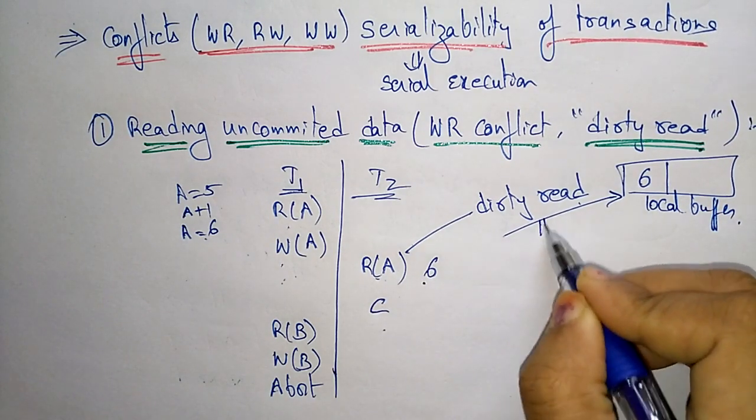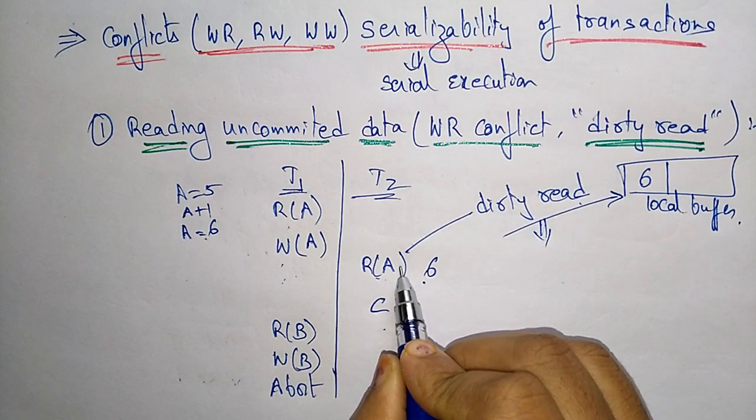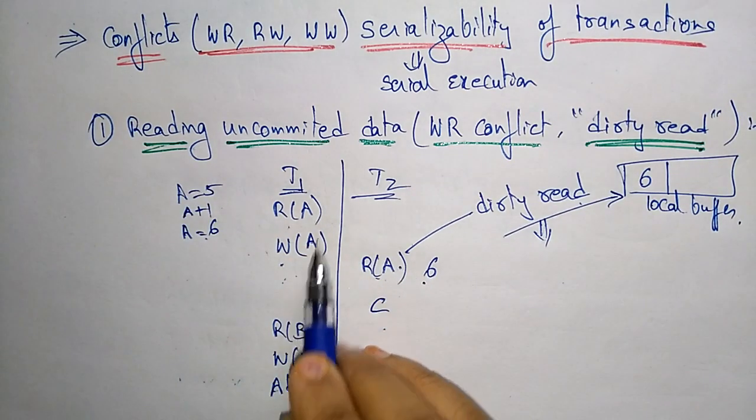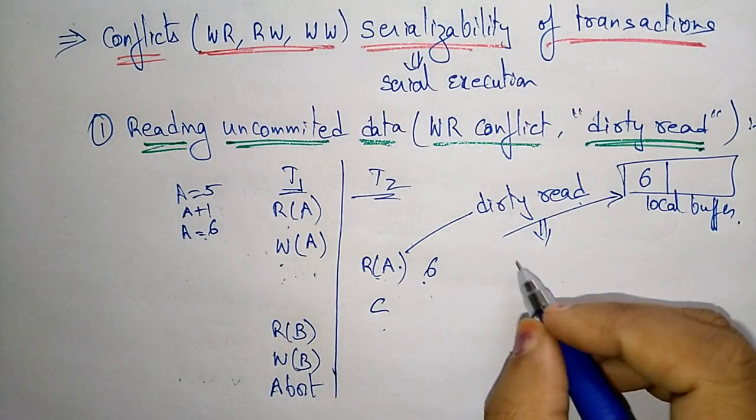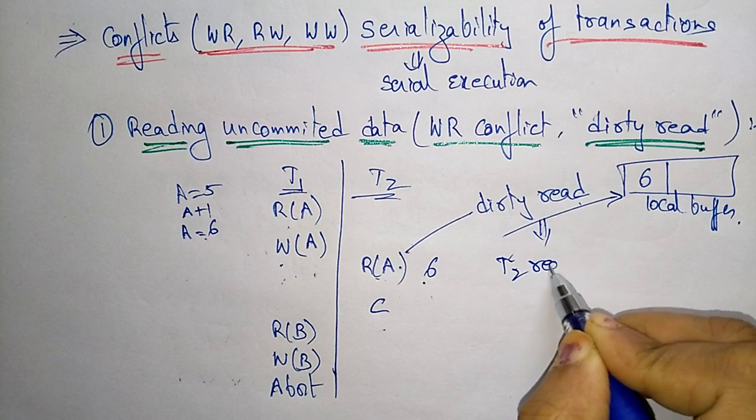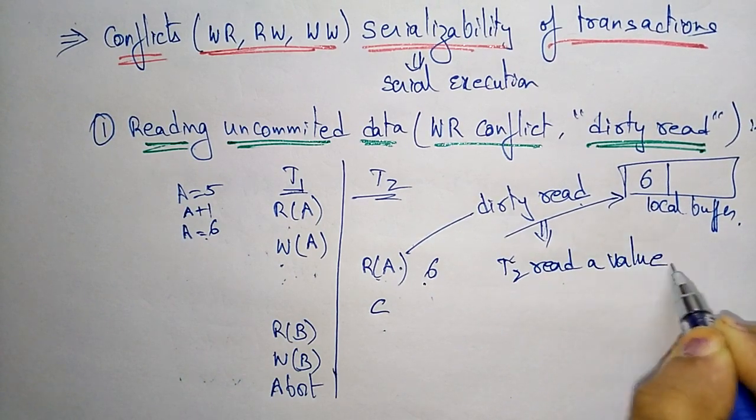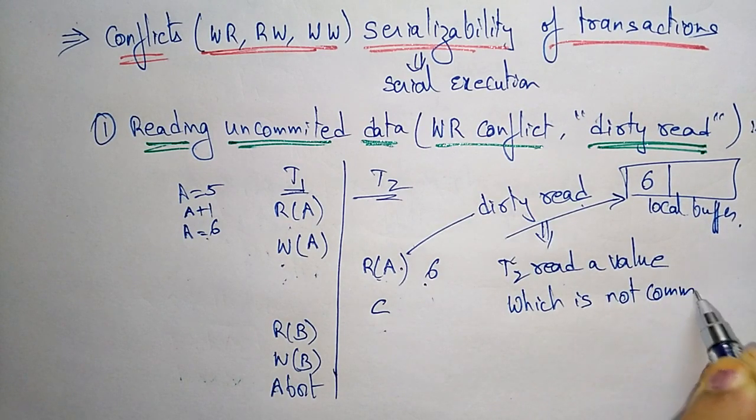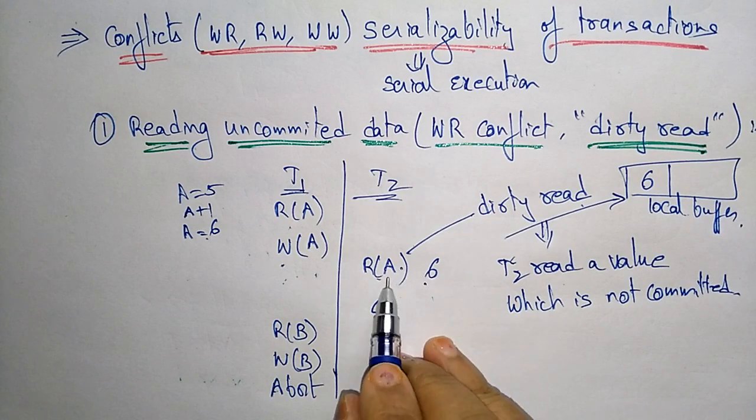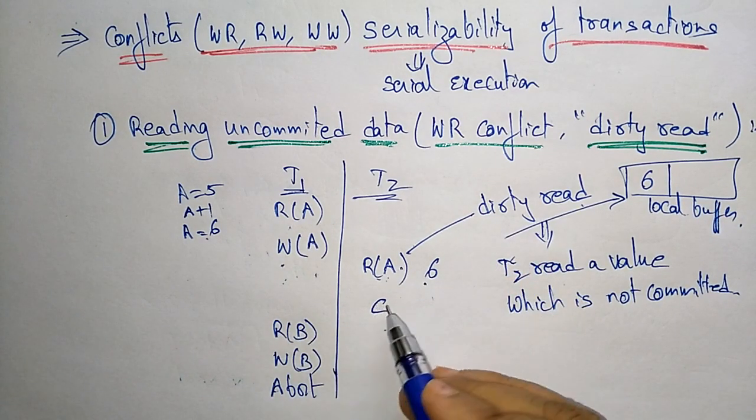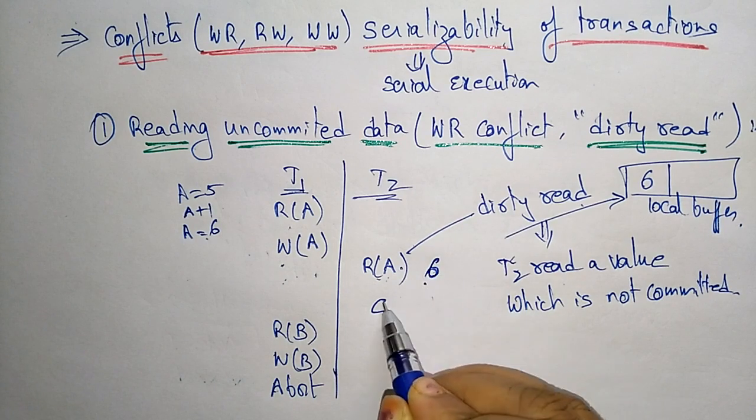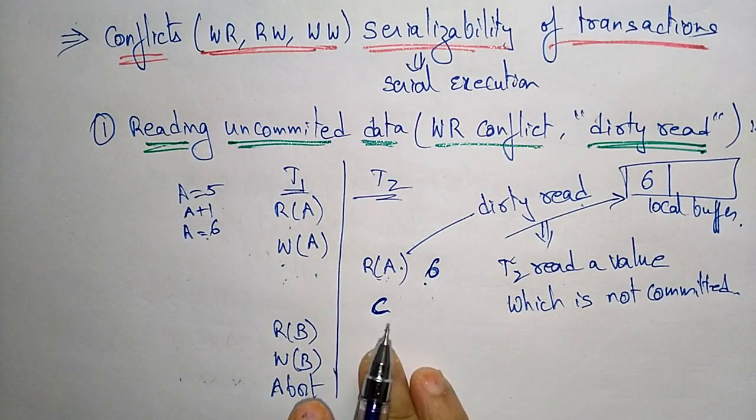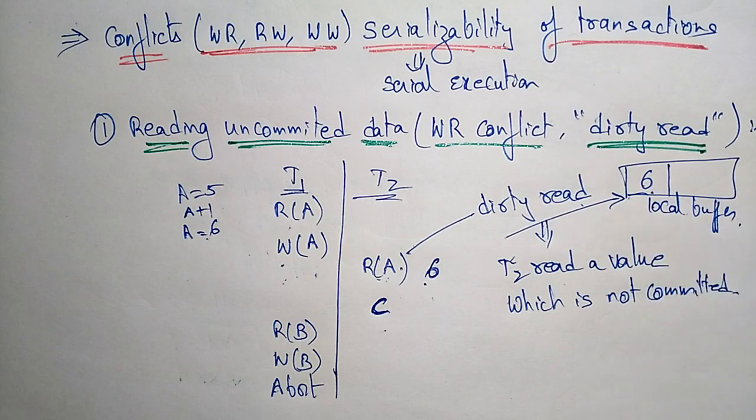So this is the problem. You call it as a dirty read, reading uncommitted data. It is uncommitted data here. The problem here is T2 read a value which is not committed. Even though it is not committed, it reads a value. After the reading, the value here is 6 and it is committed. Committed means the value 6 is saved in the database, the original database. It moves from local buffer to the main memory, the database.